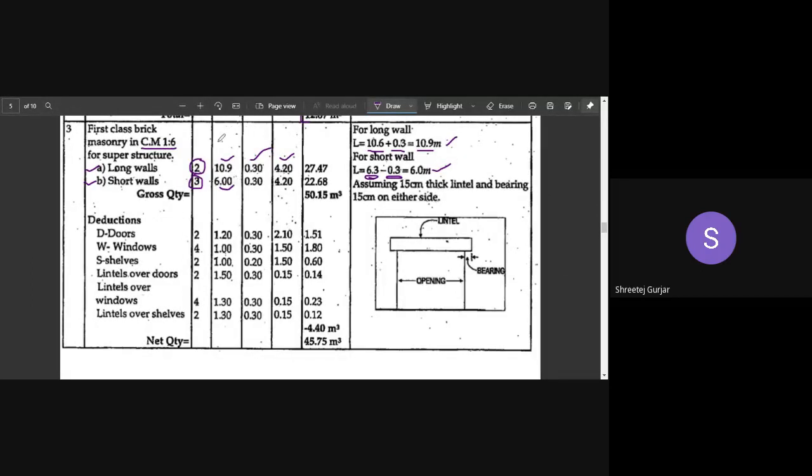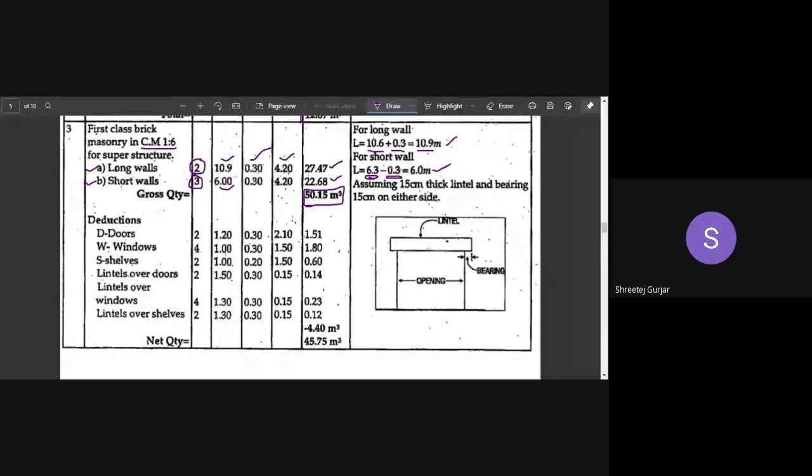Multiplying number by length into breadth into depth, I will get the amount of brickwork in the long wall and the amount of brickwork in the short wall. So this will be the total amount of brickwork in meter cube, that is 50.15. So we have calculated the first class brickwork masonry in cement mortar 1:6.